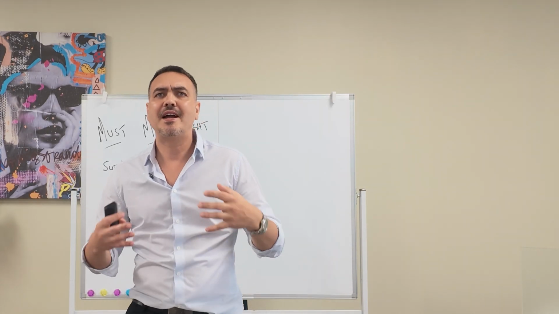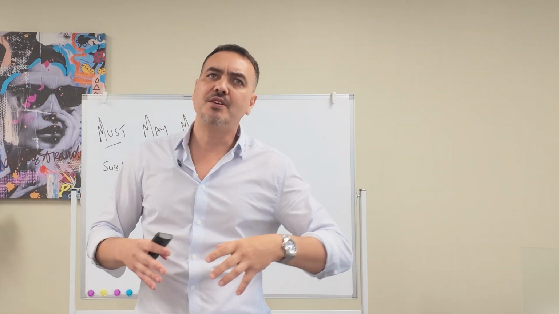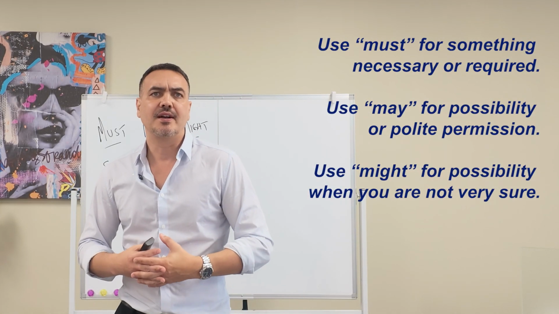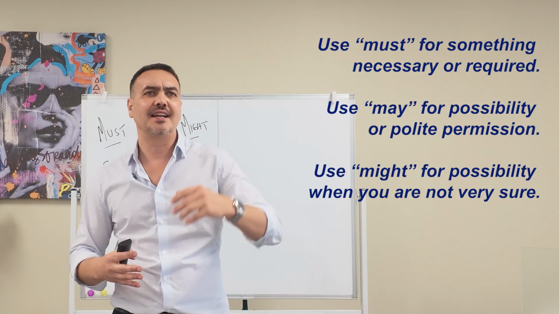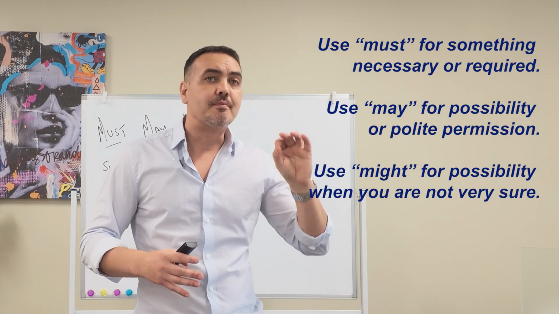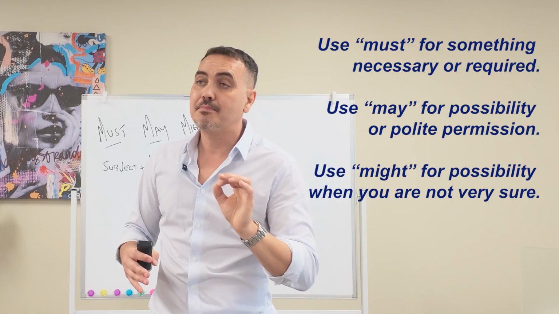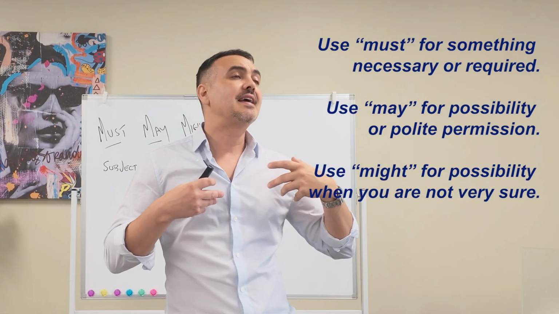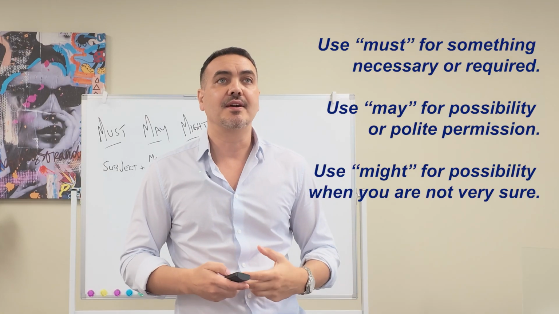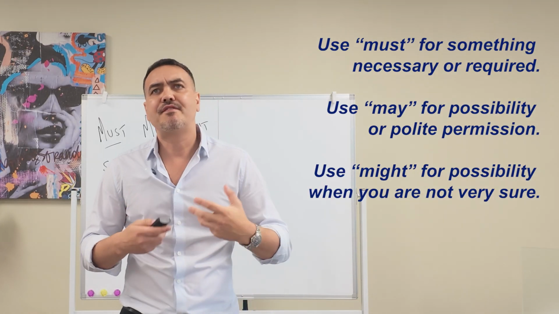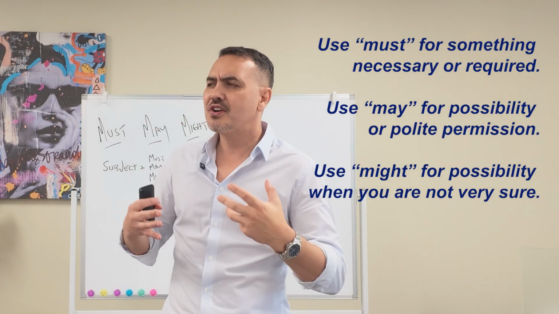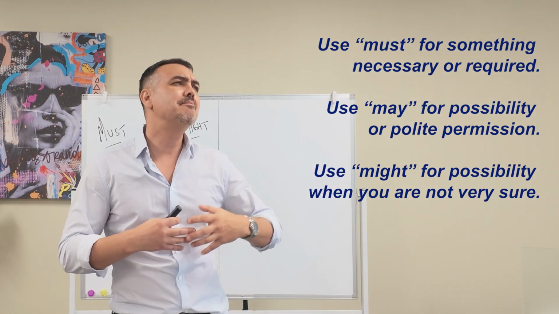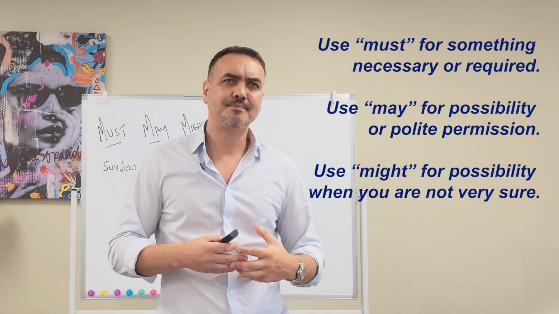So if we're going to compare must, may, and might, we use must for something necessary and required. You must stop at the red light. We use may for possibility or polite permission. For example, it may rain today. May I ask a question? And we use might for possibility when you're just not very sure. I might go tomorrow. She might be busy.